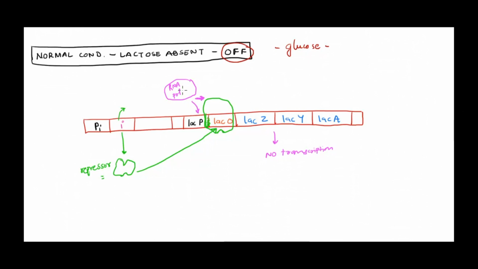So RNA polymerase cannot bind to the promoter, and as a result, there will be no transcription, no enzymes produced, no problem. The cell is saving all the energy. This is the normal condition, which is the off mode. Off mode of what? Off mode of gene transcription.